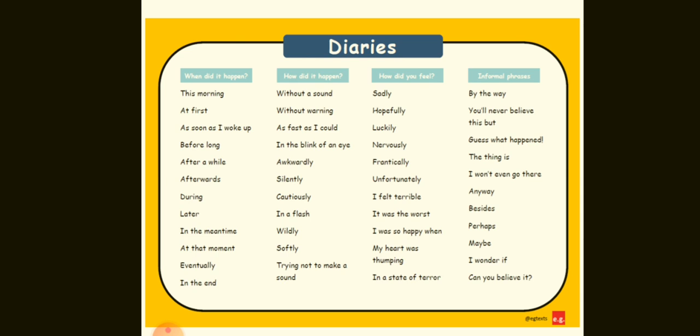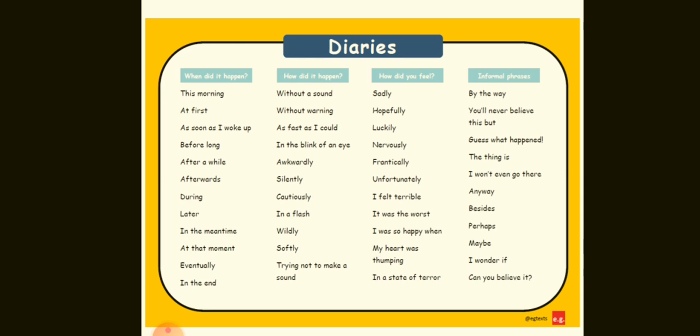For when did it happen, you can write this morning, at first, as soon as I woke up, before long, after a while, afterwards, during, later, in the meantime, at that moment, eventually, in the end. Then how did it happen? How did something happen? You can write like without a sound, without warning, as fast as I could, in the blink of an eye, awkwardly, silently, cautiously, in a flash, wildly, softly, trying not to make a sound.